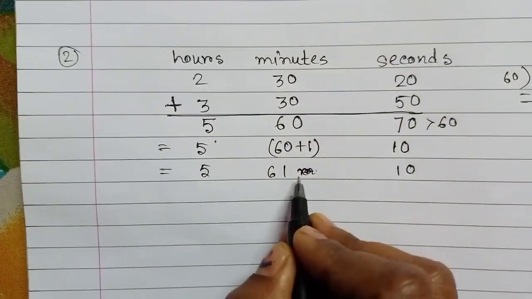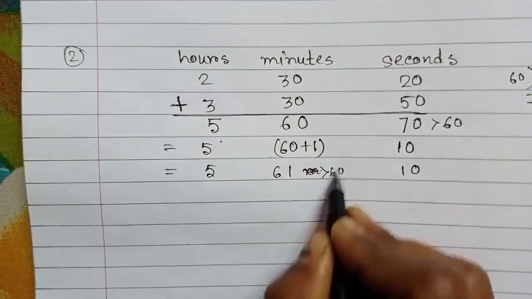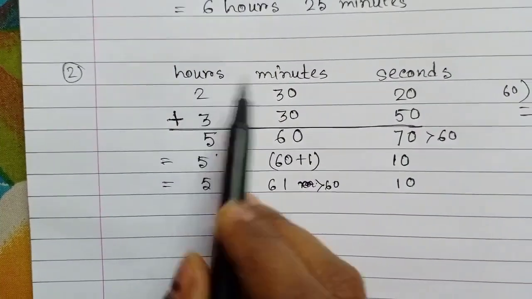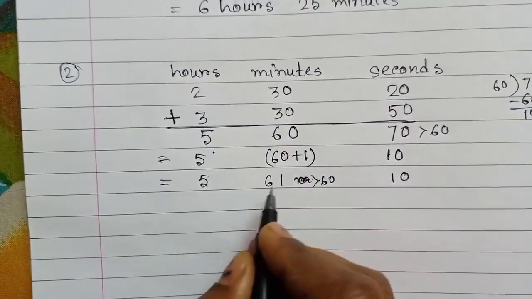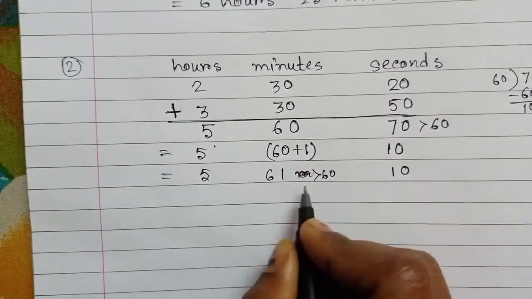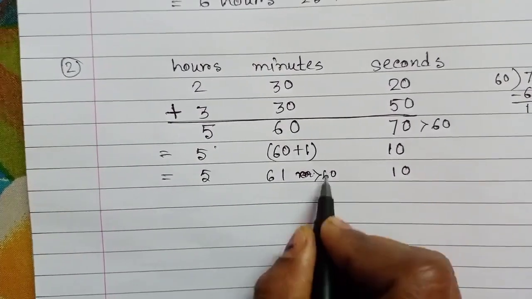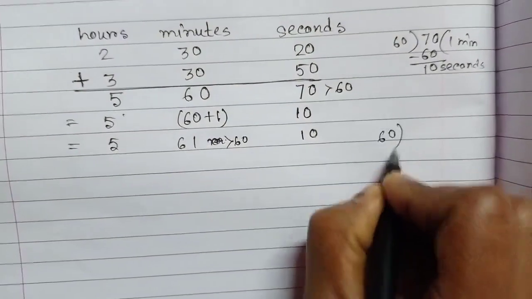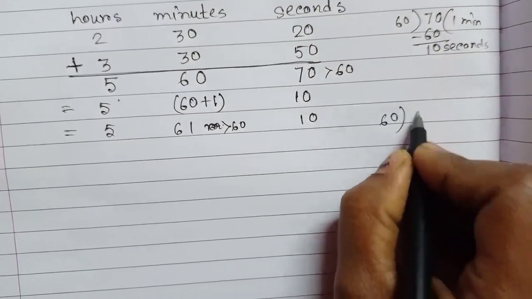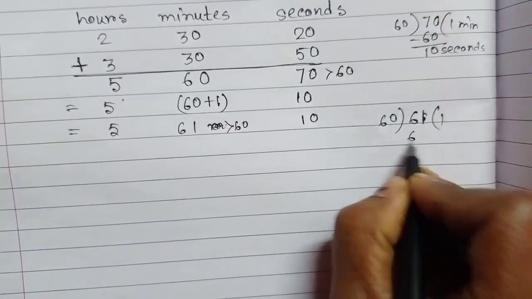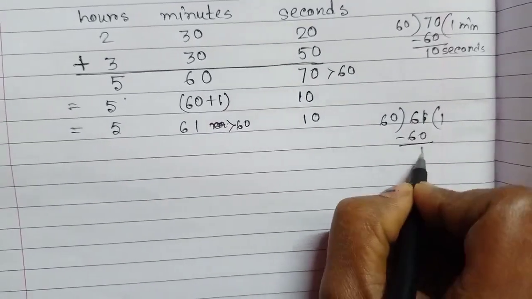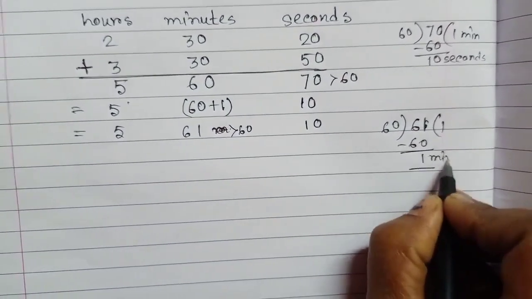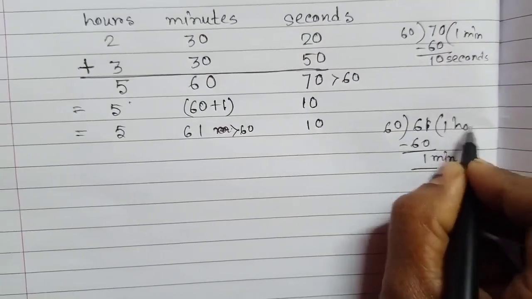So we get 5 hours 61 minutes 10 seconds. Now here 61 is greater than 60. Also we know that 1 hour is equal to 60 minutes. So here we also divide 61 by 60. So 60 ones are 60, remainder 1. Here 1 minute, 1 hour.